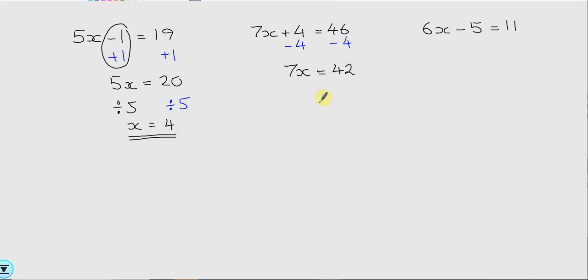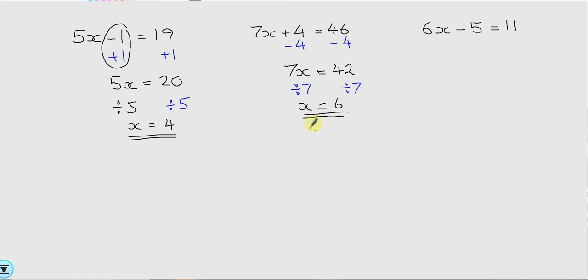Get the equals in a line. Think about what we're going to do here. Divide by 7. Divide by 7. And x is 6. Okay. Even if you can see it straight away, I need you to do the full working. The reason for that is what comes next will be harder. The year after that, even harder.